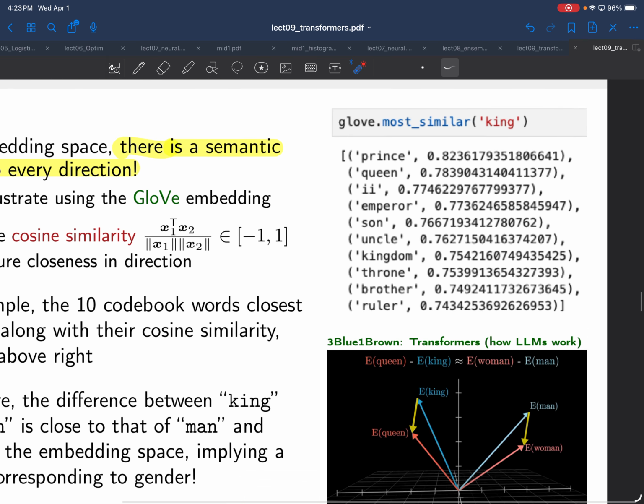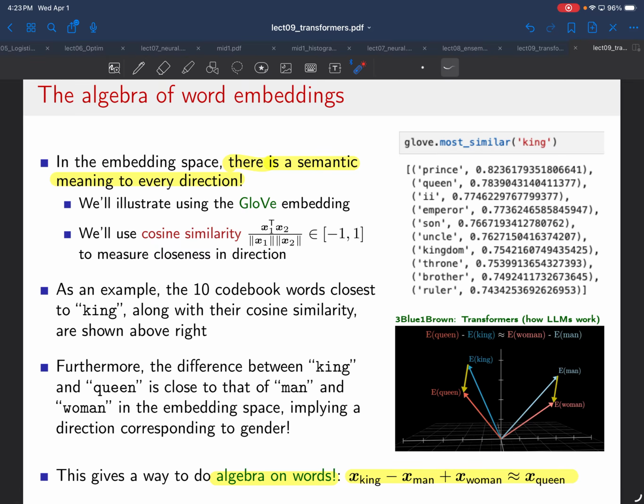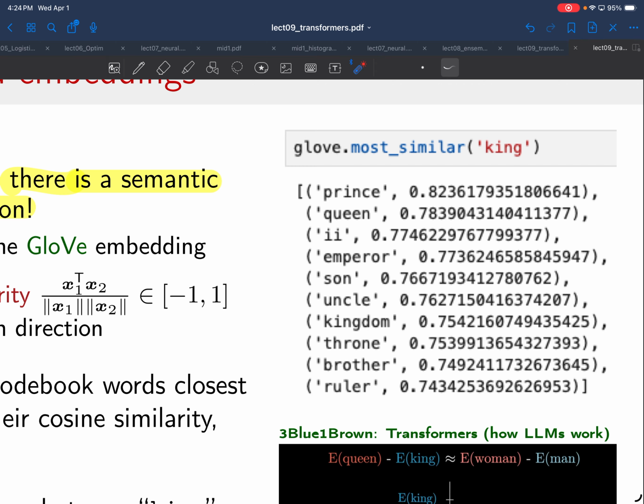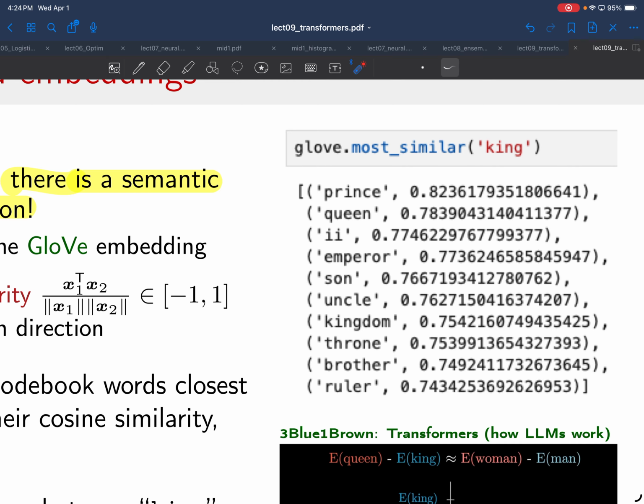Another thing is, for this little experiment, I used the GloVe embedding, which is an embedding built as a standalone thing. It wasn't trained as part of an LLM. It's a pretty decent embedding. And if you look at the dictionary of the tokens most similar to king, the 10 of them, you get these: prince, queen, emperor, son, uncle, and so on.